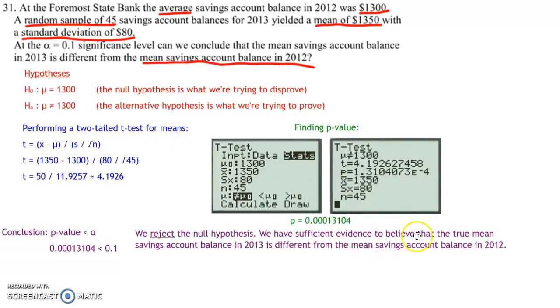We have sufficient evidence to believe that the mean savings account balance in 2013, all I'm doing is taking this exact sentence and basically copying and pasting it here. As long as we say we have sufficient evidence to believe or conclude, and then the last part should be basically that same sentence.